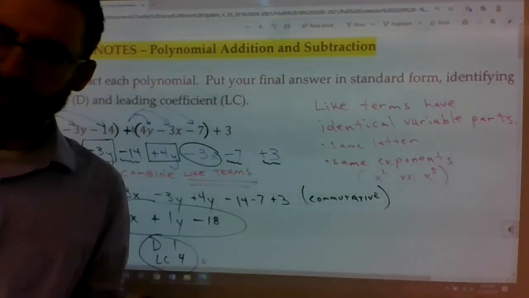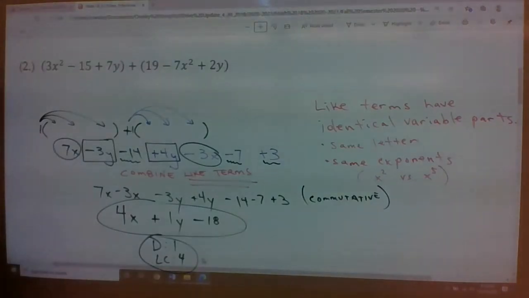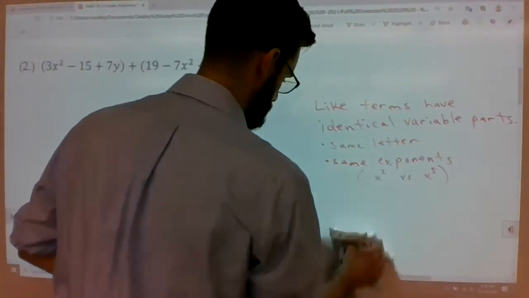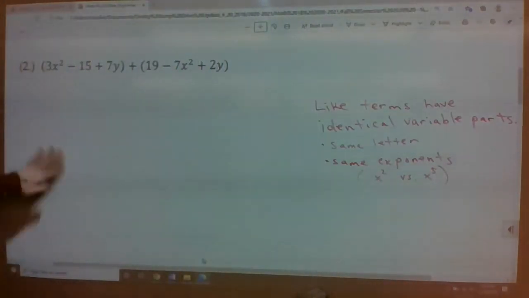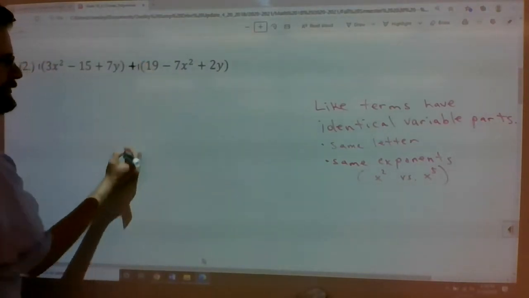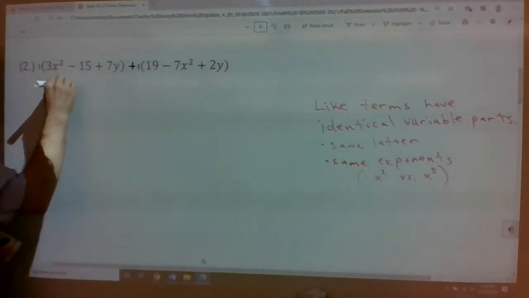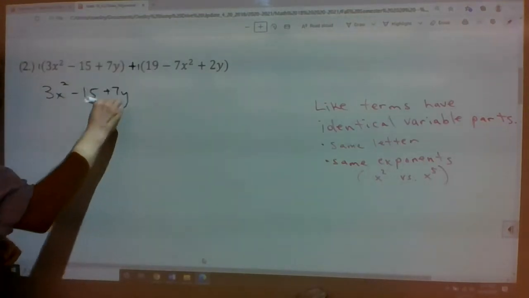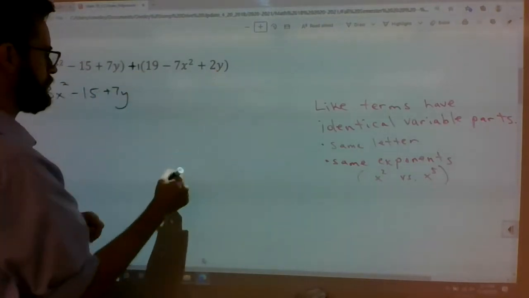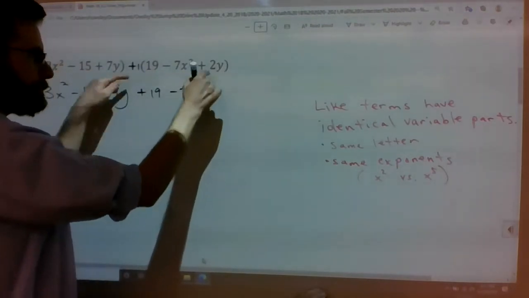All right, let's try another one. So we've got nothing in front of this group of parentheses, only a plus in front of this group. Pretty much distributing the 1 doesn't change anything here. And again, distributing a positive 1 should not change anything inside here. So you've got plus 19 minus 7x squared plus 2y.